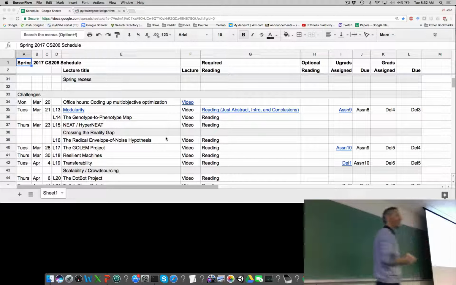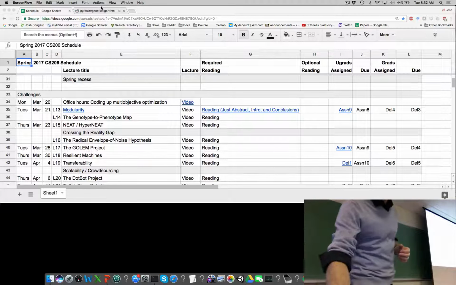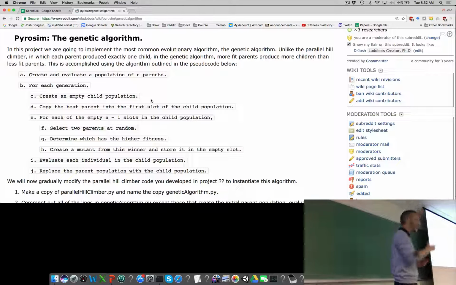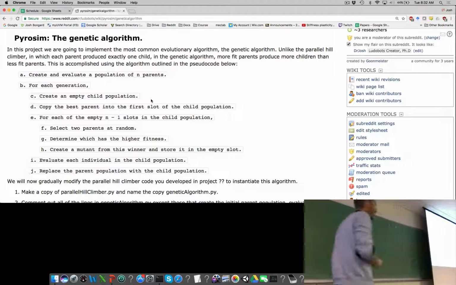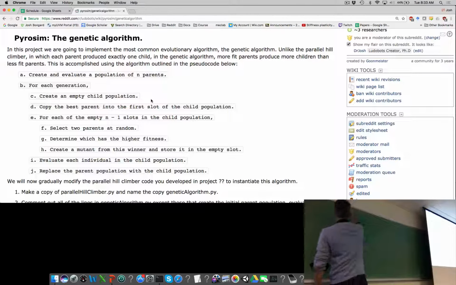In assignment 9, we're now going to introduce the most common evolutionary algorithm that's out there, which is the genetic algorithm. And the genetic algorithm is, again, not too far removed from the parallel hill climber, but it has some advantages over the parallel hill climber, which I'll ask you to think about now. So here's the pseudocode of what you're going to be implementing in assignment 9. We're going to start with, again, a population of parents. So I'll just represent this as an array, and you can imagine that in each element in this array, there's a robot.